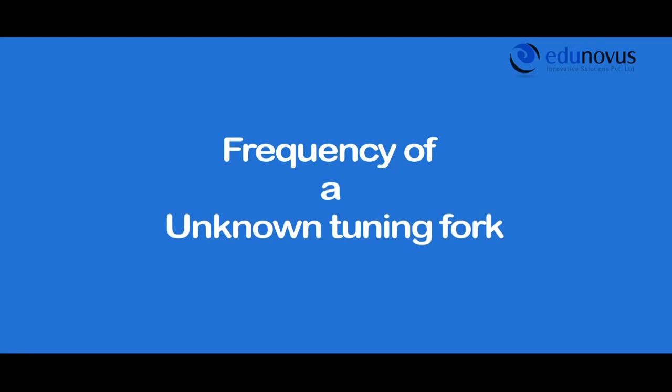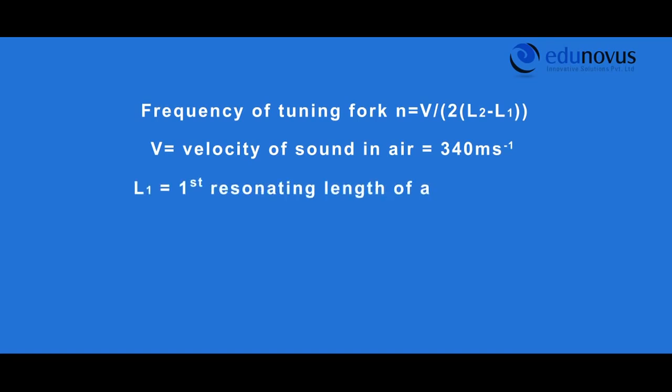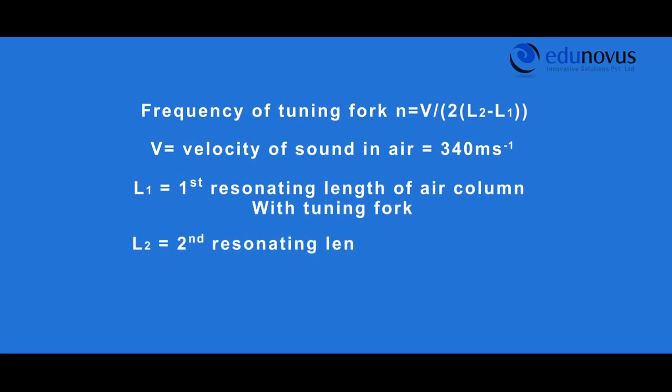Now, let us see how to determine the frequency of an unknown tuning fork. Frequency of the tuning fork N is equal to V divided by 2 into L2 minus L1. V is equal to velocity of sound in air, which is 340 meter per second. L1 is equal to the first resonating length of the air column with the tuning fork. L2 is equal to the second resonating length of the air column with the tuning fork.